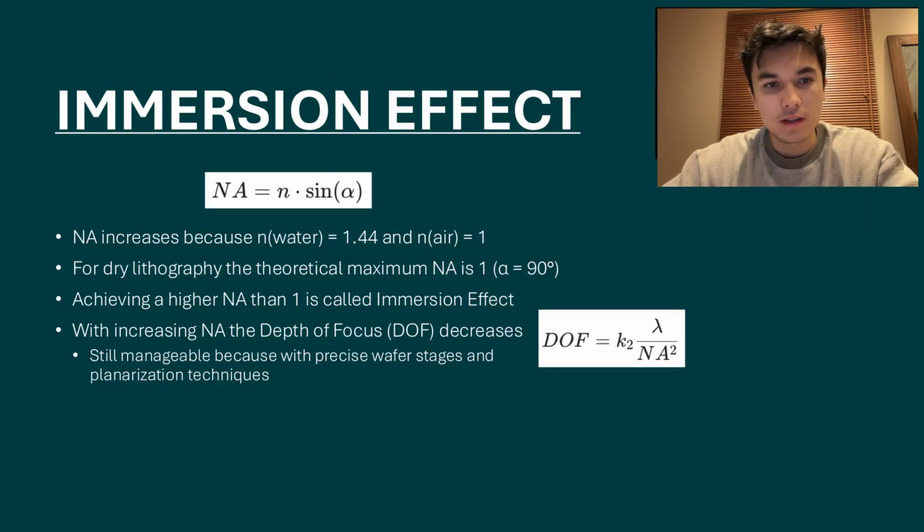The immersion effect is basically to increase the numerical aperture to higher than 1. The theoretical limit for the numerical aperture with air is 1, because basically you just set alpha to 90 degrees. But if we want a higher numerical aperture, we need a new medium, which is water in this case, with a 1.44 refractive index. So we can achieve a higher NA than 1 with water.